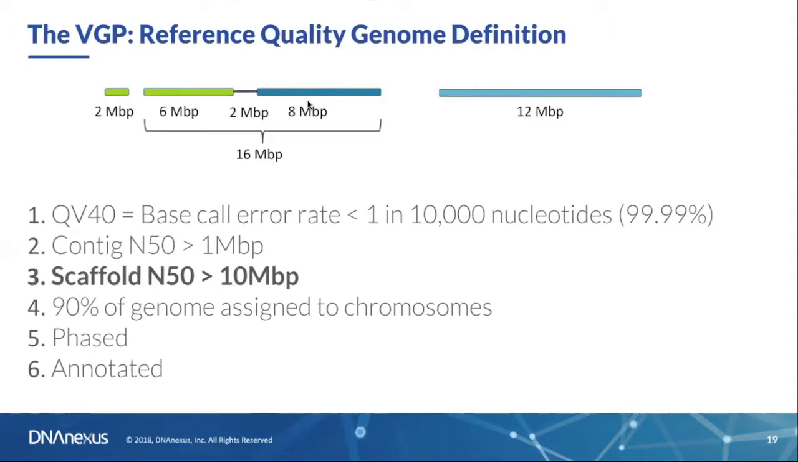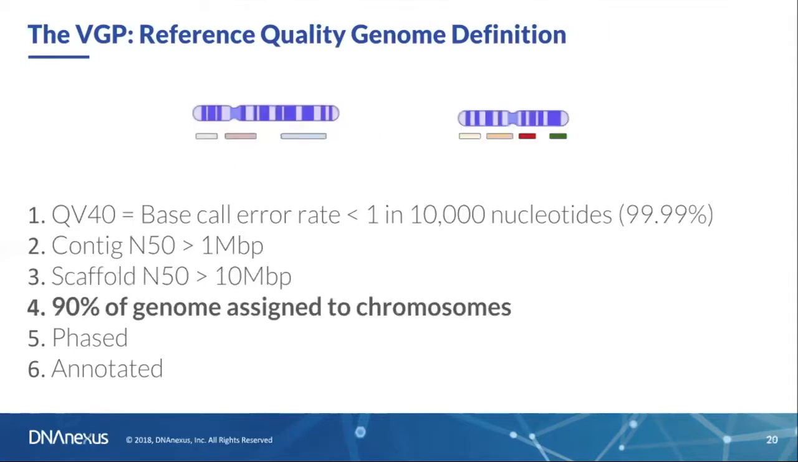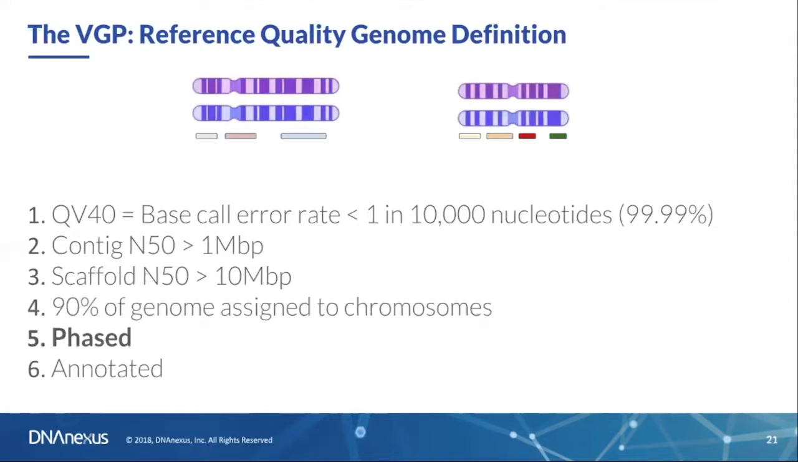The VGP also requires that the scaffold N50 be at least 10 megabase pairs. More than 90% of the genome has to be assigned to chromosomes. It has to be phased, and finally annotated for functional elements.